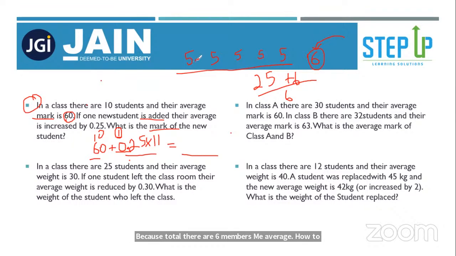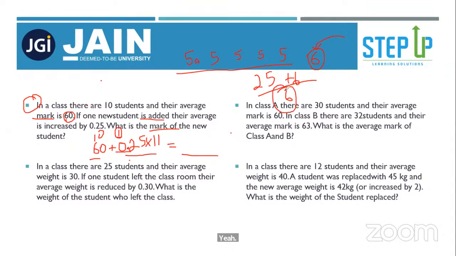This is friend A, this is friend B, C, D, E, and the person with 6 chocolates is friend F. Got it? So then what happens? In spite of 5 members, it becomes 6 members. So I'm dividing it by 6. Got it, right?